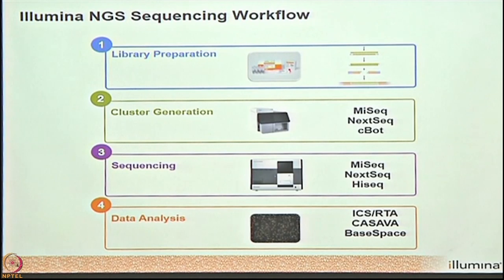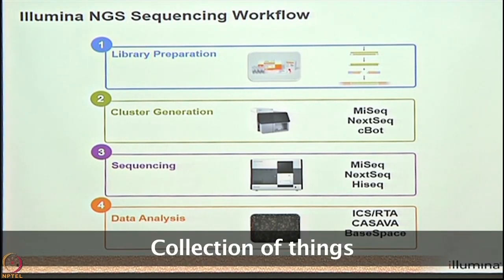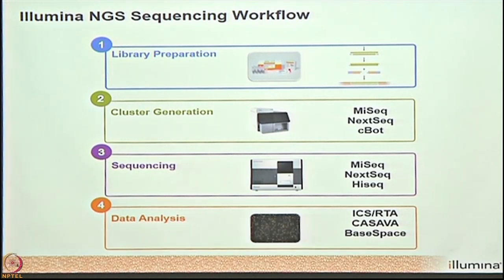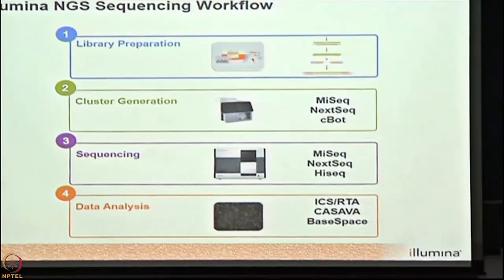So what is a library, first of all? In terms of sequencing, what is a library? In Sanger, what do you do? You clone it. That vector contains the known sequences. Already it contains the primer for which the sequences are known. So using the primers, you can sequence your gene.